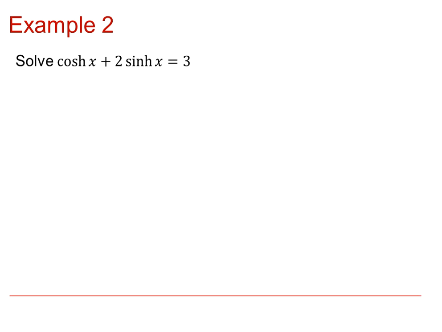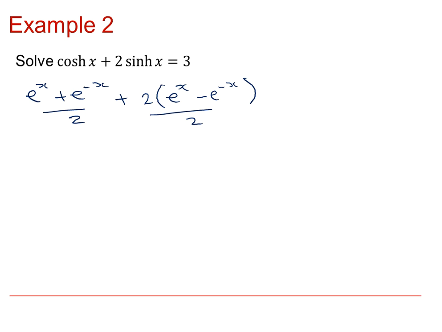You may wish to try this for yourself to check the result. In this example here, we will also rewrite cosh x and 2 sinh x in their exponential form. So e to the x plus e to the minus x over 2 plus 2 of e to the x minus e to the minus x over 2 equal to 3.